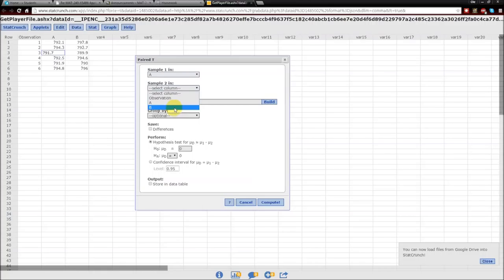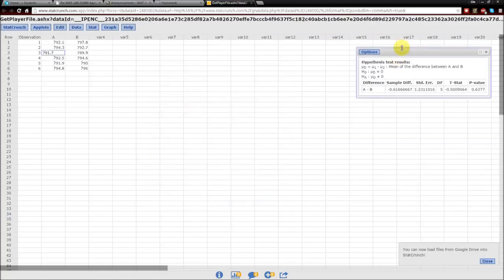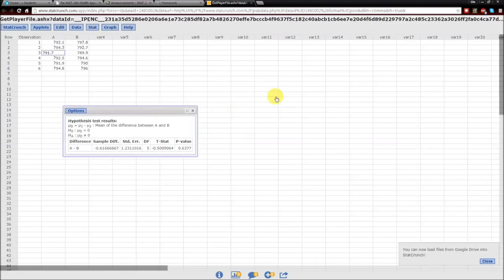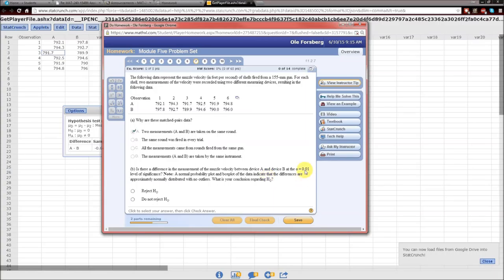I thought I clicked on B. There we go. And compute. And here are the results. The average difference in this sample between A and B is 0.616, then the standard error, and degrees of freedom is 5, which is the sample size minus 1. The test statistic is -0.5009064, and the p-value is 0.6377. Since that's greater than our alpha of 0.01, we do not reject the null hypothesis.